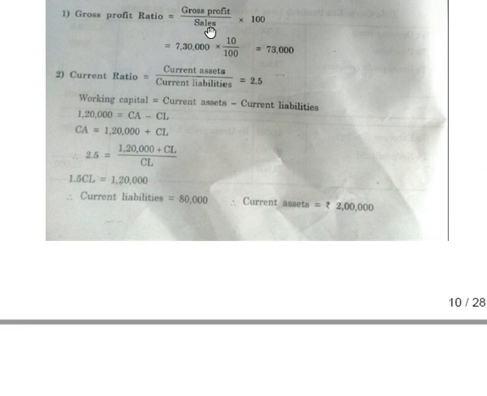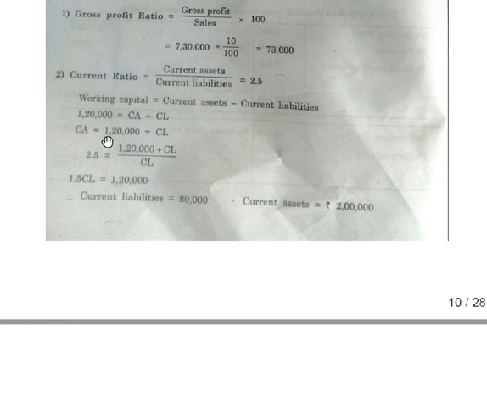Gross profit ratio: we start with gross profit divided by sales into 100. Gross profit they have given, 7,30,000 into 10 by 100, which is equal to 73,000. Current ratio is equal to current assets divided by current liabilities, which is 2.5 as given. Working capital is current assets minus current liabilities. Working capital is given in the question as 1,20,000.